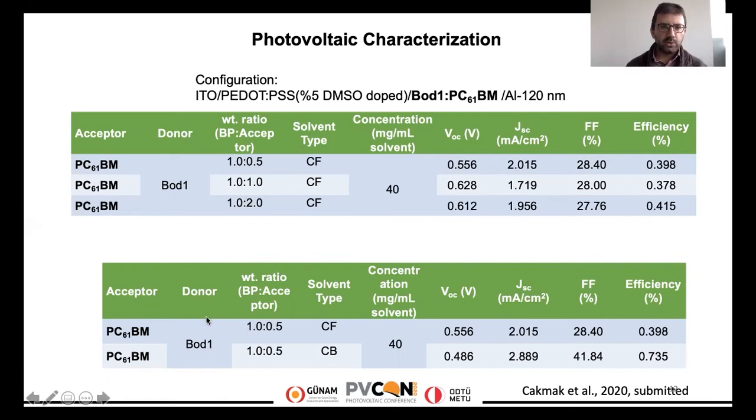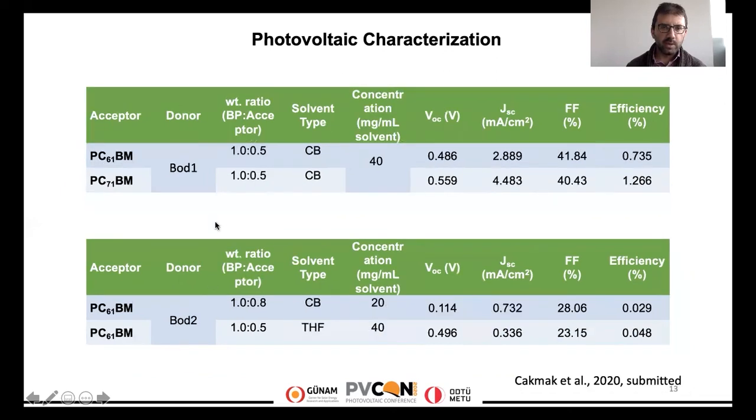And in the next step we looked at the solvent type. We changed the chloroform to chlorobenzene, where the efficiency about doubled, from 0.4 to 0.7 efficiency with the BOD1 structure. And next we looked at the acceptor changing, from PC61BM to PC71BM.